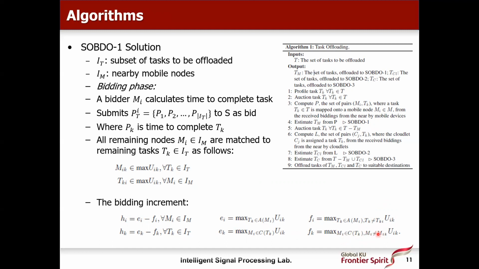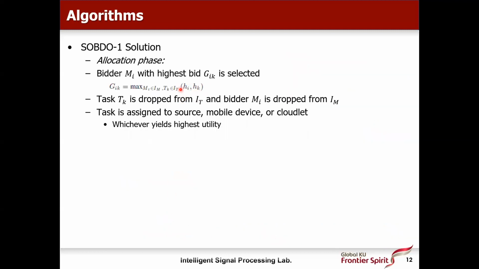Except here, it's like comparing the highest utility for the mobile device and then the second highest utility mobile device. And then you take all the bidding increments together, and the largest among those is denoted as G. And so the bidder M with the highest bid G is selected. And then if it is assigned to a mobile device, then that task is dropped from IT, because this is a list of the remaining tasks. And so since it's been assigned, it gets dropped, and MI also gets dropped from the list of available devices.